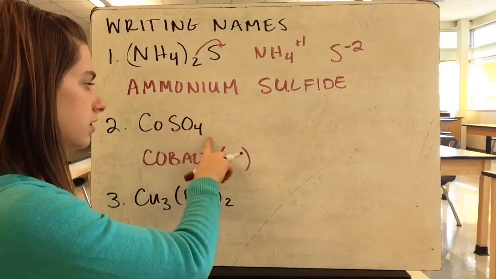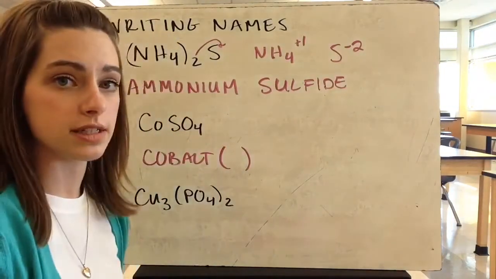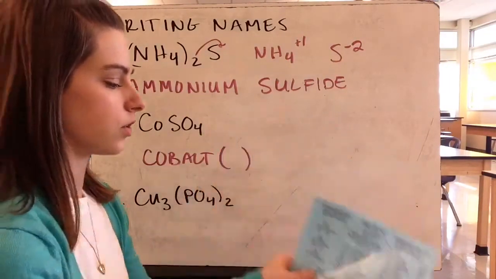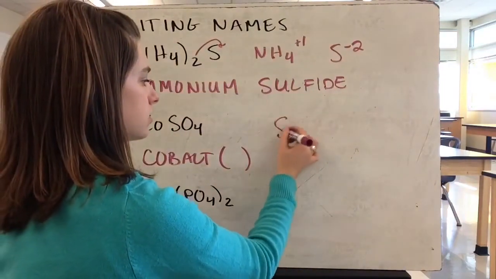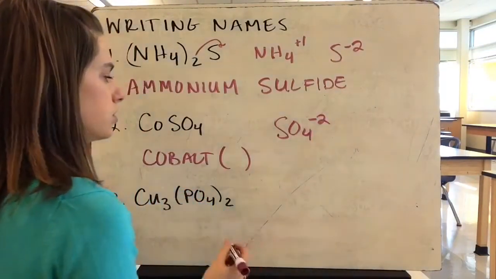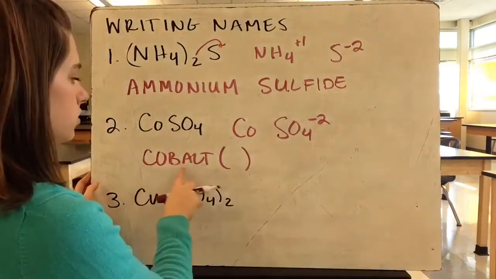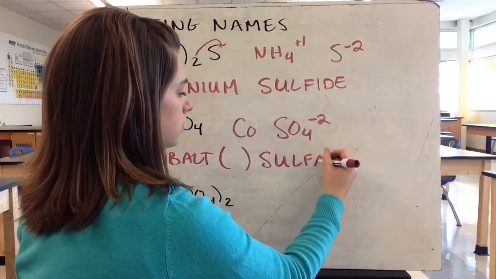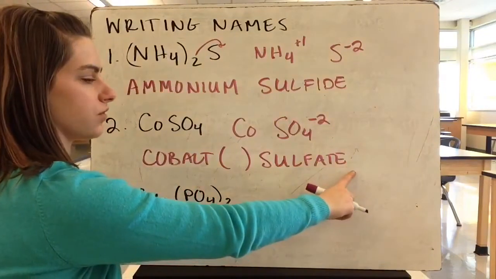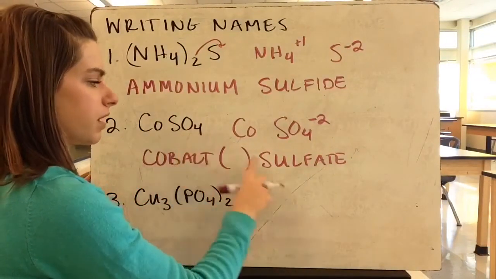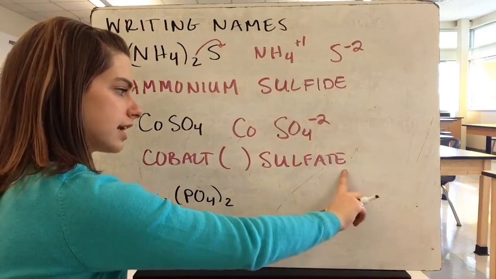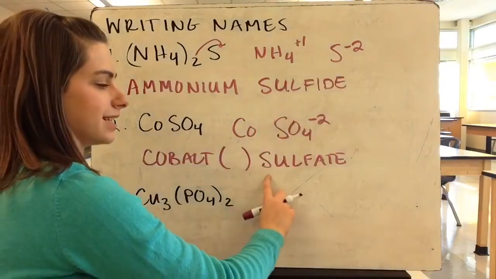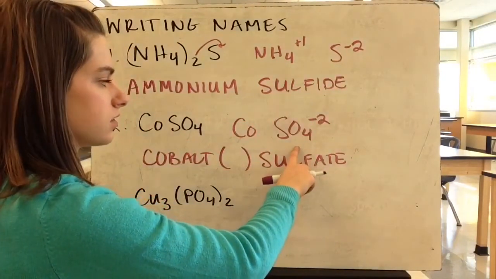Now our nonmetal part is SO4, which we know is not an element. So if we go to the back of our periodic table, SO4 is down here, it's sulfate, and it has a -2 charge. So we have cobalt, some charge here, and we just leave it as sulfate. If the polyatomic is the nonmetal part, we just leave it as its name. So this is just going to stay as sulfate. We're not going to change the ending. If we change this to sulfide, we're indicating sulfur. So we have to leave it as sulfate because that tells us that it's SO4.